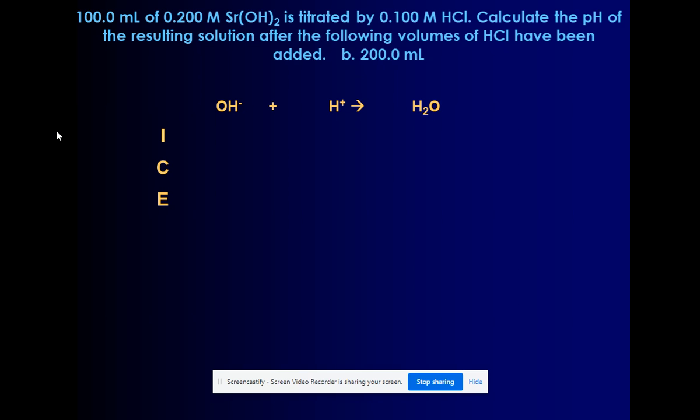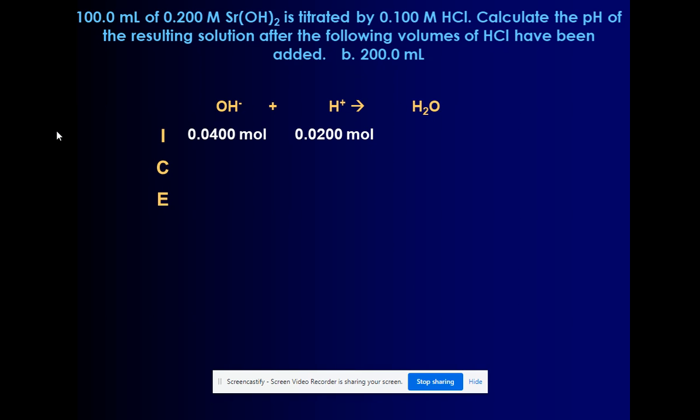So to find the hydroxide, we would take 0.1 times 0.4, since again there's 2 OHs present, and we would get 0.0400 moles. With the hydrogen, we would take 0.2000 liters times 0.100 molar of the HCl to get our hydrogen amount, 0.02. Water is not going to influence anything, so we don't have to worry about it.